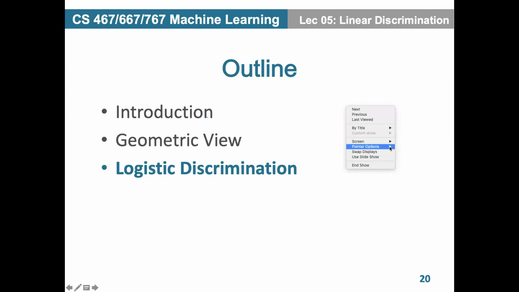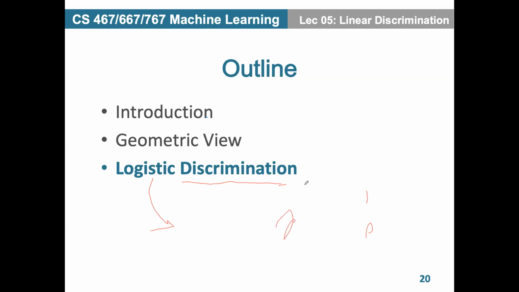So what is logistic discrimination? It's the same as logistic regression, which is used for classification. The name is a little bit confusing. It's called logistic regression, but it's for classification, not for regression. It's for binary outcomes, 0 or 1, positive or negative. It's kind of like regression for the probability.